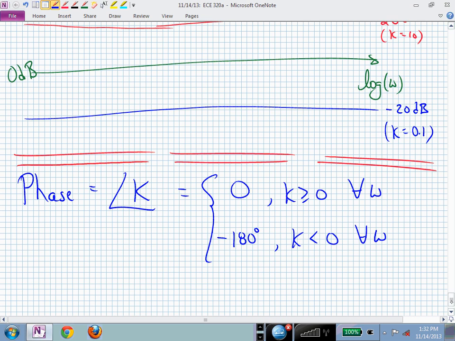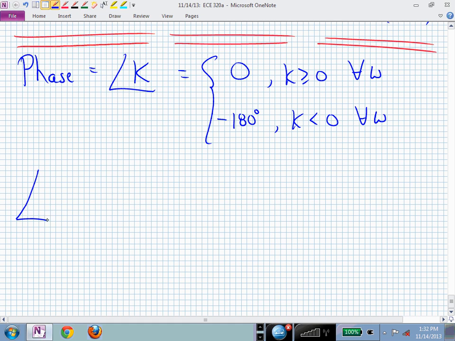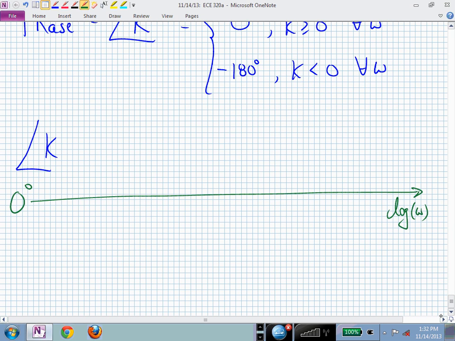That means if you're sketching the phase plot of the angle of K, that's not that difficult to sketch either. Here is now log of omega, and let's say this is 0 degrees. You're either there or you are here at minus 180 degrees. This is if K is less than 0. You're here if K is greater than 0. If you have nothing, then no need to plot it. Questions on the constant term?